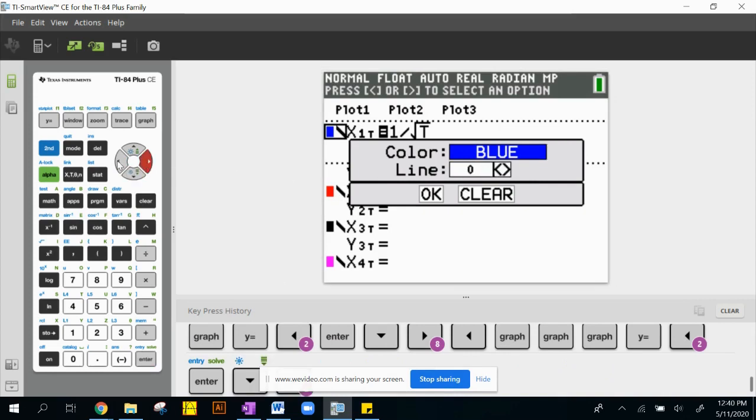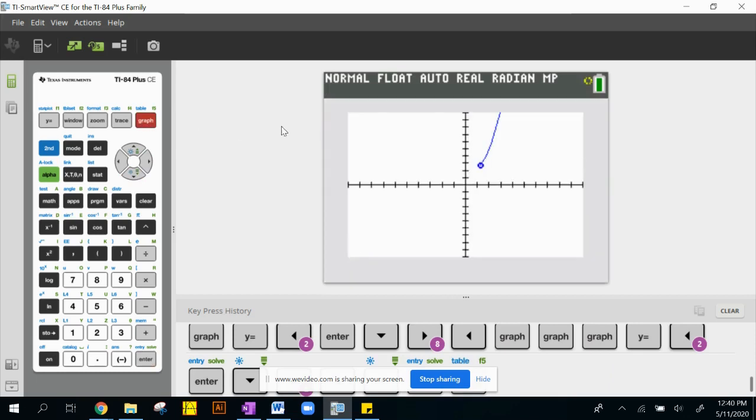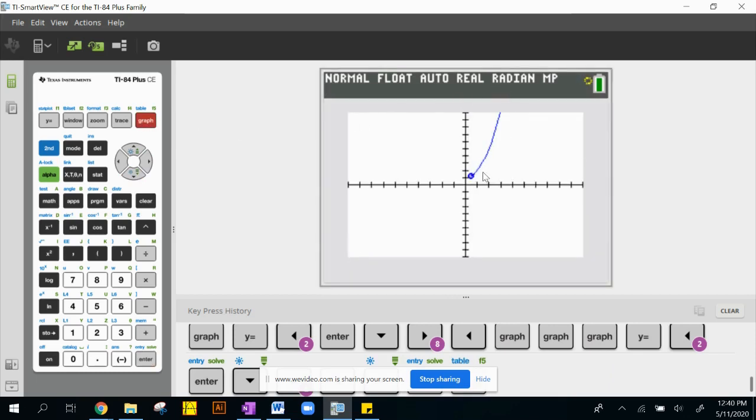Do this guy, change it to the open circle, hit OK. And now when I hit graph, it's showing me the direction that t is moving. So it kind of shows the orientation on there, which is interesting. So try out the next one, check your answers, and good luck.